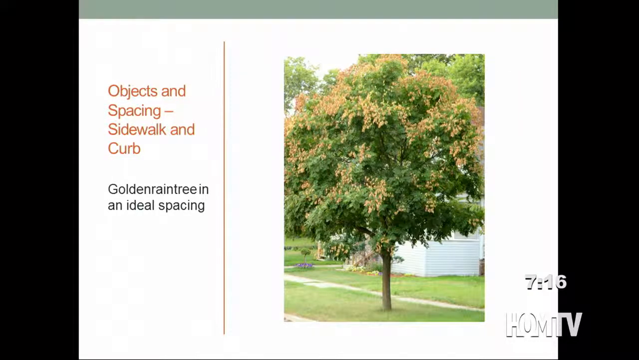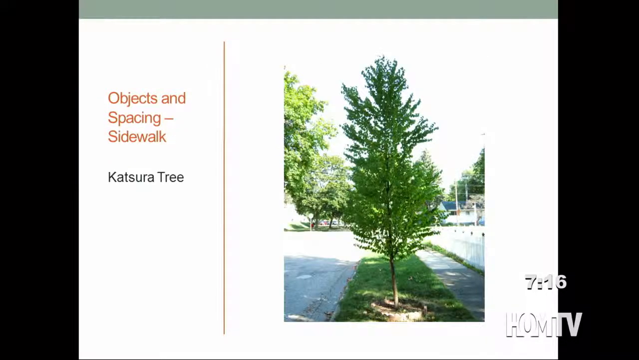This is another picture of the golden rain tree. Again, nice oval kind of outline to its crown. Can get a bit irregular, that is kind of scattered, but it's easily pruned, responds well to pruning. And so this is not an unusual form for it at all. It's a very attractive tree.